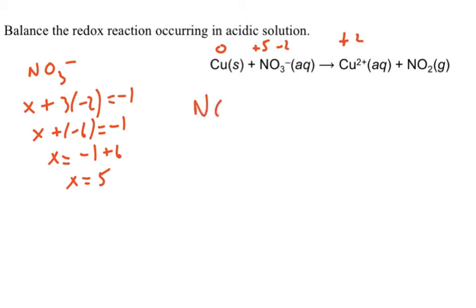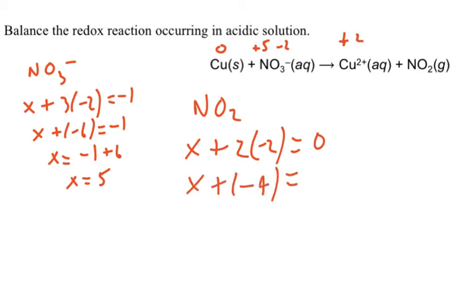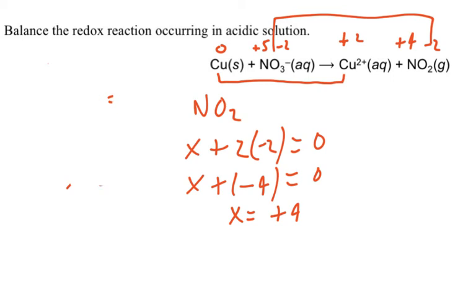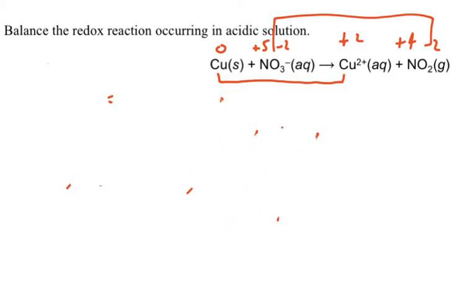Now let's check out NO2. So we're going to call nitrogen X again. There's 2 oxygens, each at -2, and we're going to set this one equal to 0 because it is neutral. And when you do the math here, you get that X is +4. So over here it's +4, and oxygen is still -2. Now clearly, when we break this up, that's one equation, and these two are going to go together. So I'm going to erase this part since we already have our oxidation states, and I'm going to follow the steps that I showed you previously.